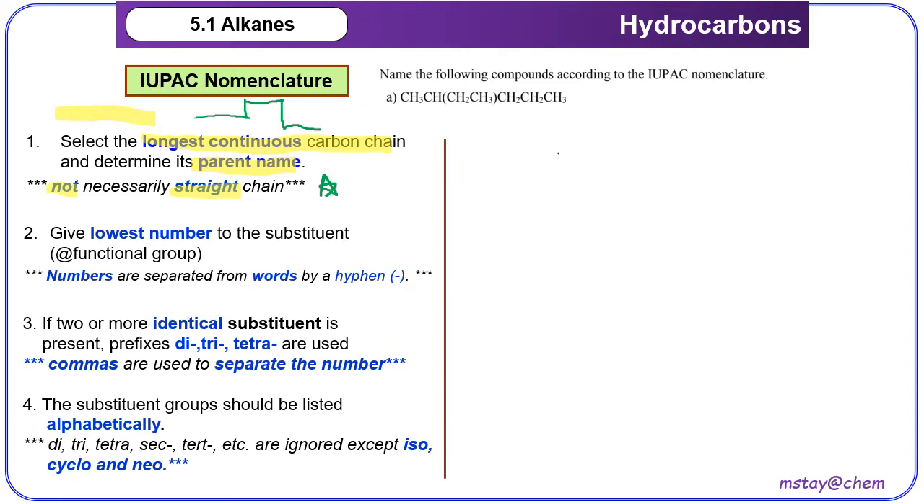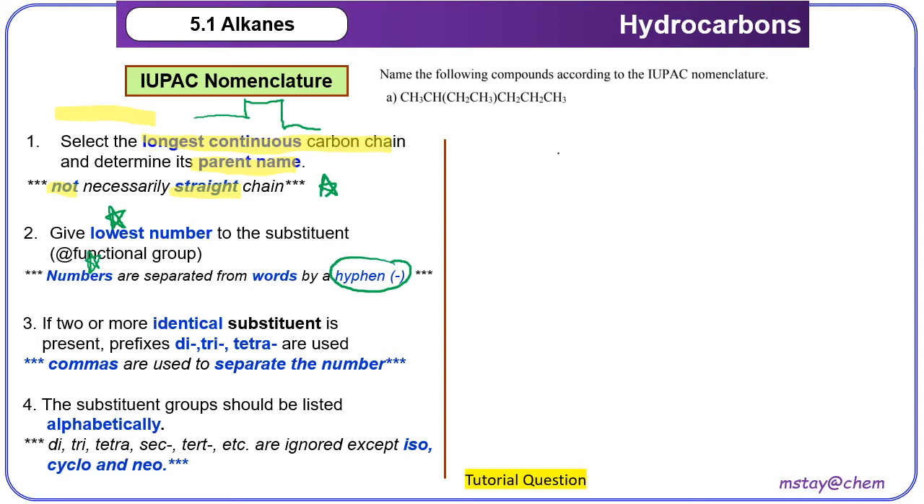So after we have identified the longest carbon chain, we're going to give the lowest number to the substituent or the functional group. Again, this means that you do not necessarily start from the left-hand side. You can start from the top or start from the right so that the lowest numbers go to the substituent. When we give the number to the substituent, in between the numbers and the words, there will be a hyphen, which looks like a dash.